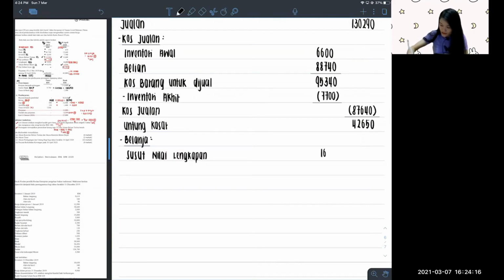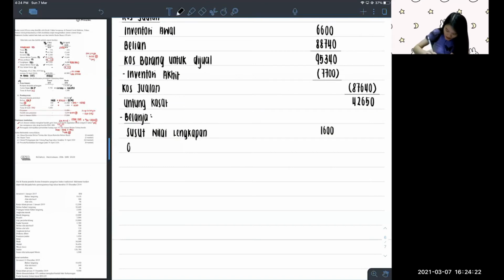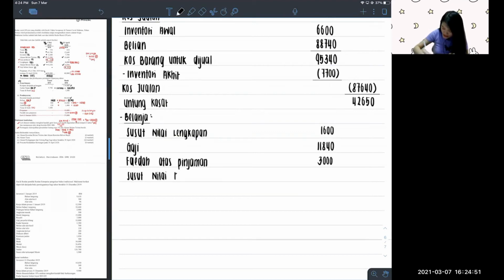1,600 to the center. Okay, second column. Next one after susut nilai is going to be gaji. Gaji has a whole new number, it's going to be 11,840. And the next, faedah atas pinjaman of 3,000. Susut nilai kenderaan, 2,000. And the final one is our HR, hutang ragu, 558.